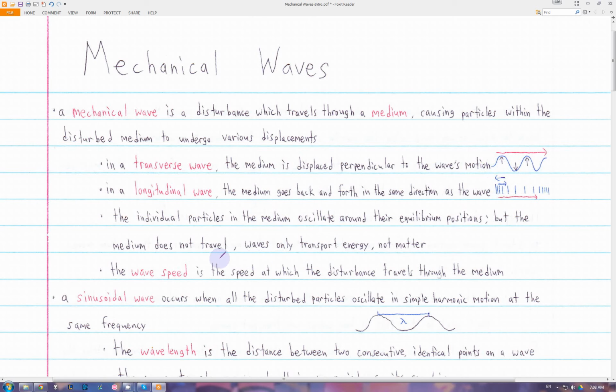And for these equations with waves, we're going to use v to represent the wave speed, which is the speed at which the disturbance itself travels through the medium, not the speed at which the particles oscillate. We'll have another expression for that later.